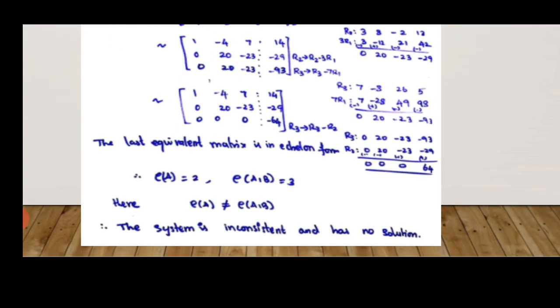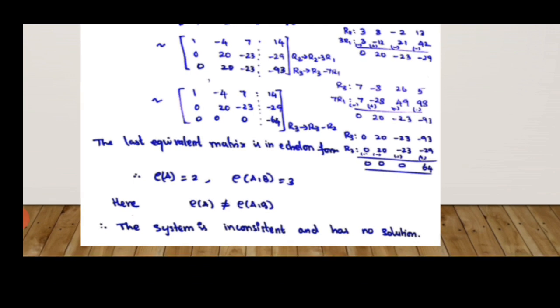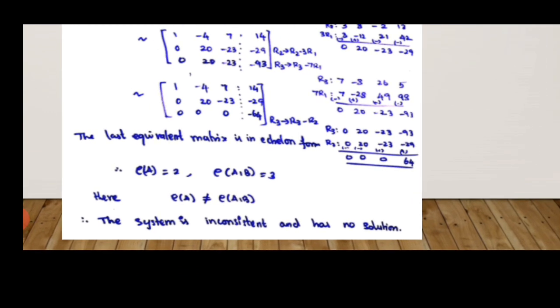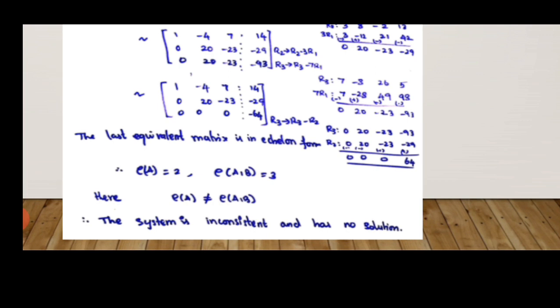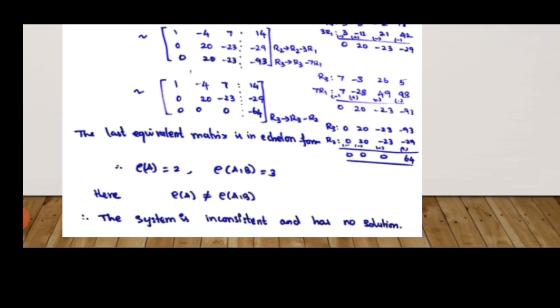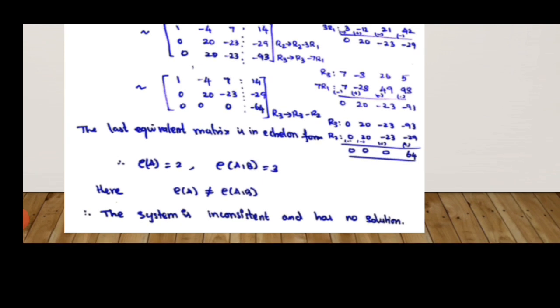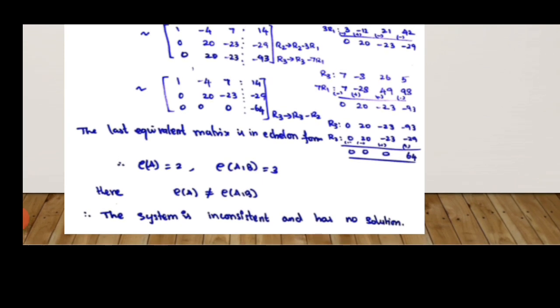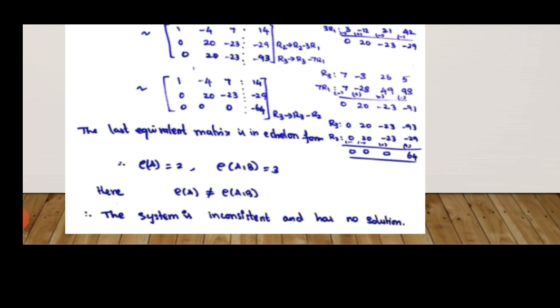Okay, so this time the second row and third row started with 0, you can see. So we have to do the transformation only between R2 and R3. You can see the third row second place is 20, and the same place in the second row is also 20. So it is very easy. You can do the next transformation, R3 implies R3 minus R2. R3 entries are 0 20 minus 23 minus 93, and R2 entries are 0 20 minus 23 and minus 29. So the transformation is R3 minus R2.